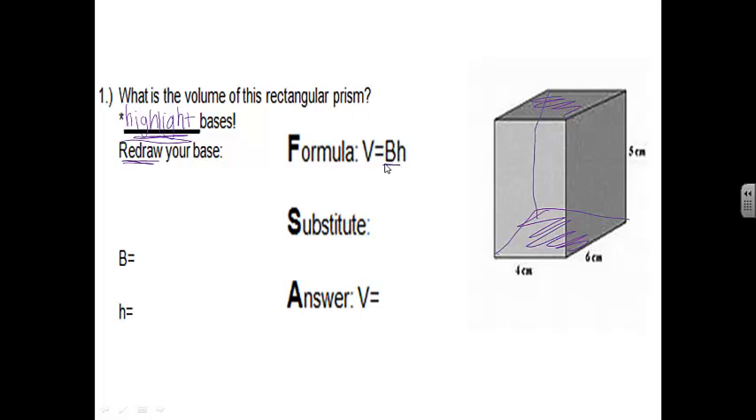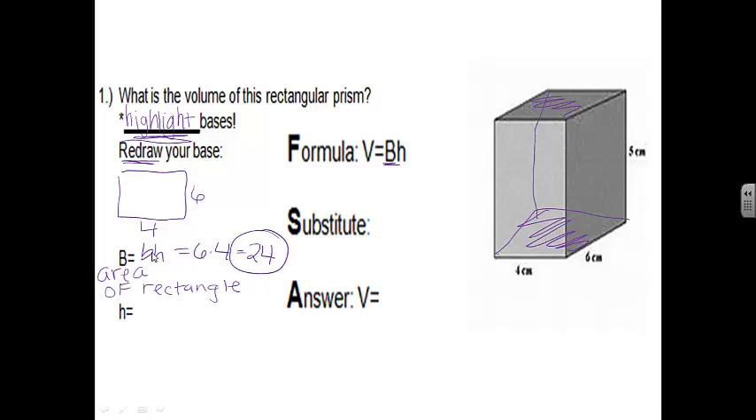To find just what big B represents, just my variable, the capital B, I'm going to redraw my base over here, which is a what? Rectangle, okay? It's a 6 by 4 rectangle. We're not worried about the height yet. We're just worried about our base. So my big B is going to be the area of my base, which is a rectangle. So how do you find the area of a rectangle? This is what the big B means for a rectangular prism. Area of a rectangle is base times height, which would be 6 times 4 to give me 24. So my big B represents 24.